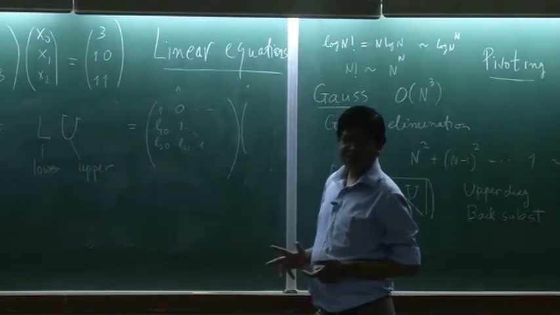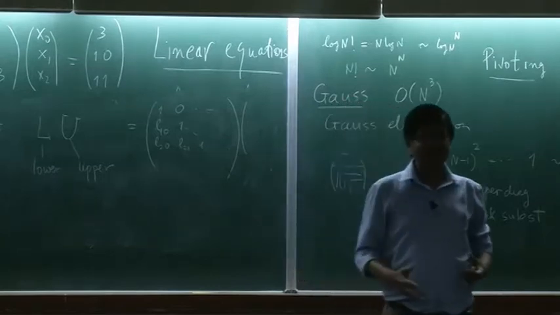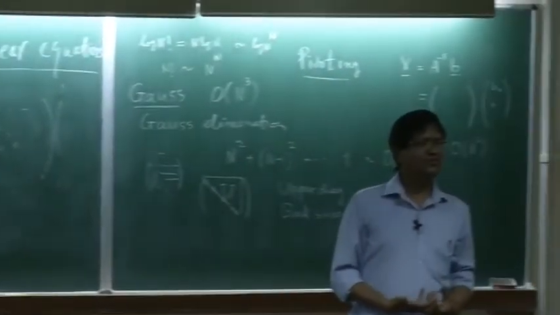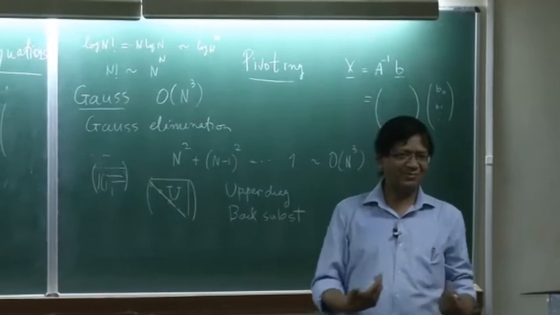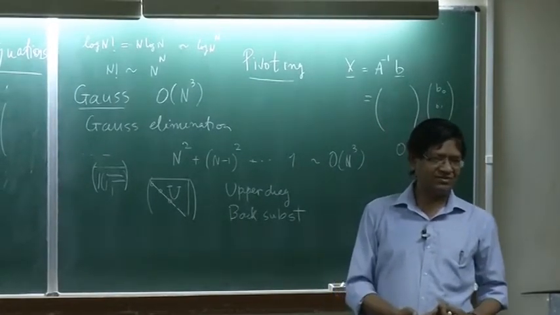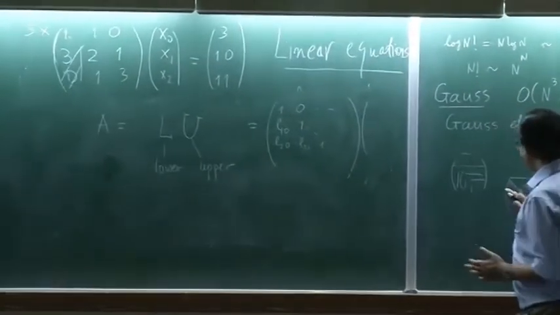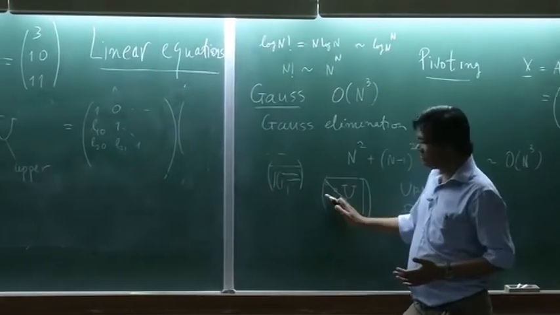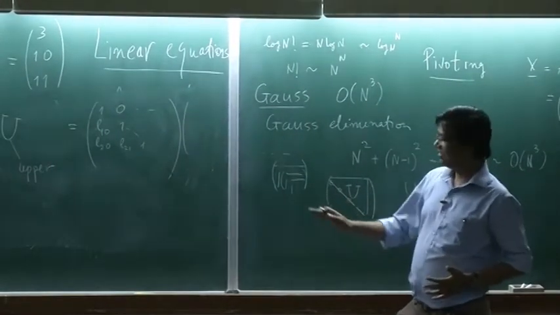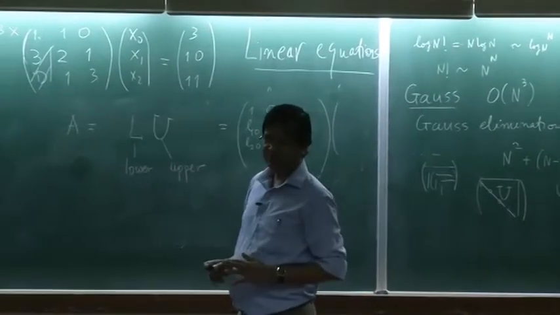So how many entries are there now in this L and U together? The number of unknowns must be the same as n squared, otherwise there is a problem. If you have more unknowns you can't solve, and if you have fewer unknowns you also can't solve. So the number of unknowns will be n squared, because U is diagonal plus upper, L is only lower, and its diagonal is 1. Now, we can reduce A into L into U.